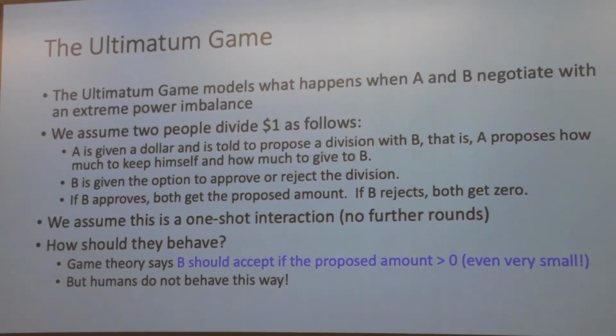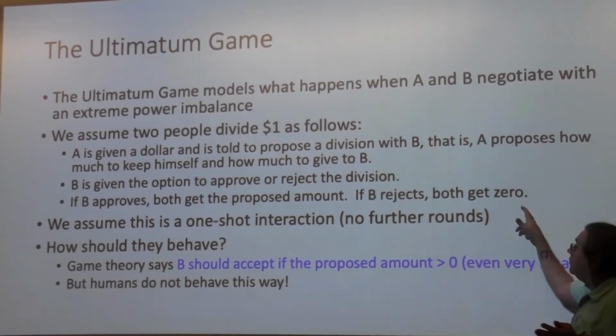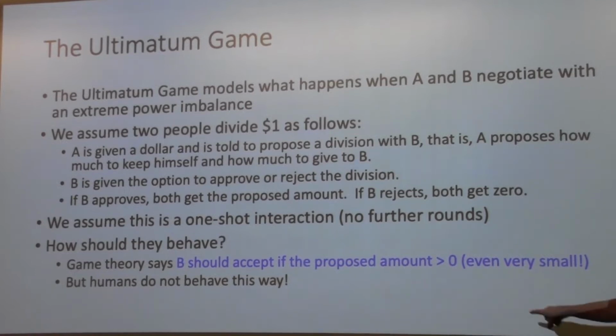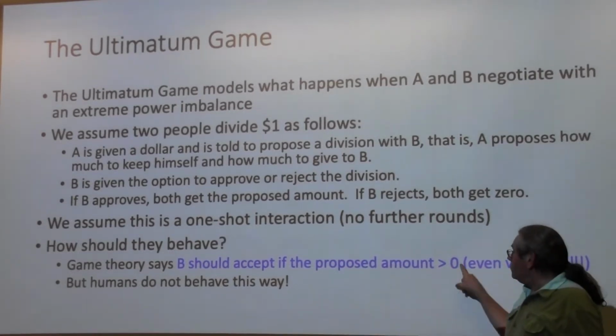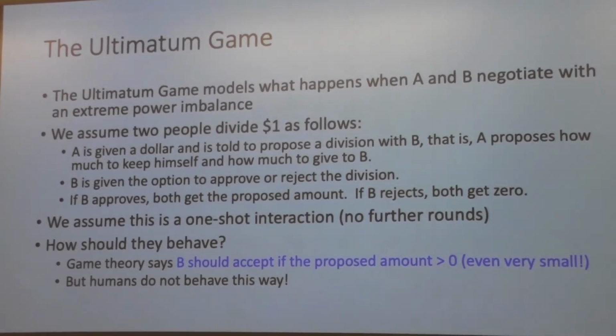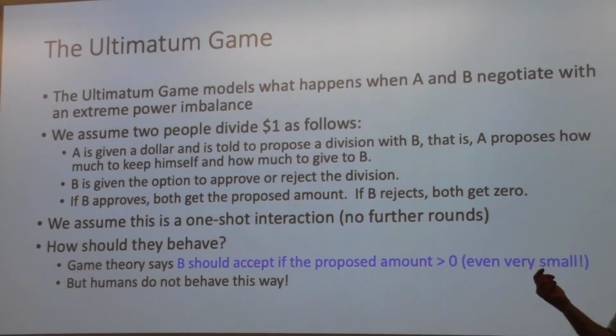A proposes to B, I will give you part of it. And B can either accept or reject. And if B accepts, they both get it. If B rejects, both get 0. So game theory says B should accept any amount greater than 0, even 10 cents out of $1,000,000. Even very small, because it's better than nothing.